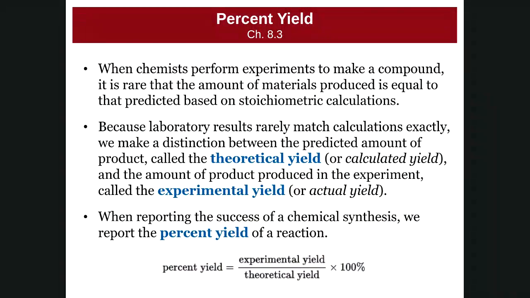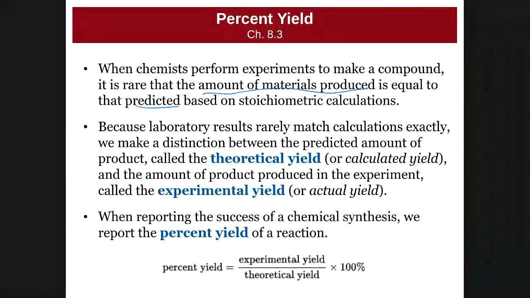So there's lots and lots of things that can go wrong or that can be unavoidable when you are synthesizing a compound. So the amount of material produced is almost never the amount that was predicted based on stoichiometry. So the distinction between those ends up being this percent yield that we're going to calculate.